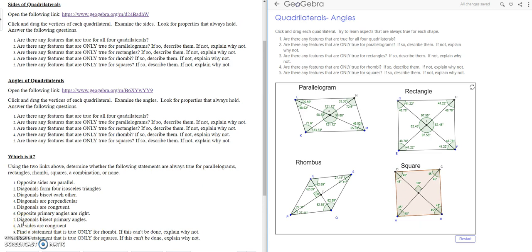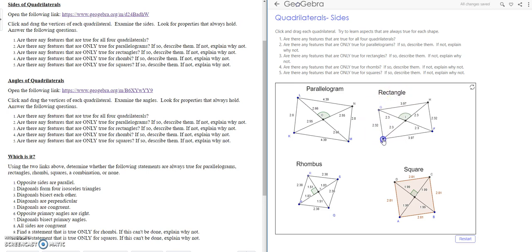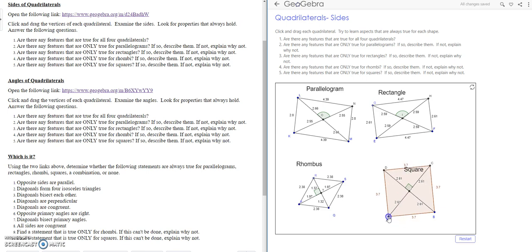Next one, all sides are congruent. So we go back to our quadrilateral sides. Well, those sides are not congruent. I don't even have to drag it to see that's not always true for a parallelogram. I can see that's not always true for a rectangle. But the rhombus, well, that's the definition of a rhombus, a parallelogram with 4 congruent sides. That's true for a rhombus. And if it's true for a rhombus, it's true for a square. 4 congruent sides with the 4 right angles makes a square.